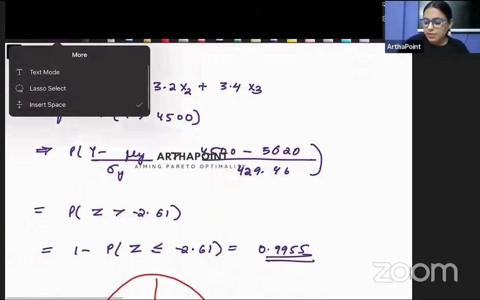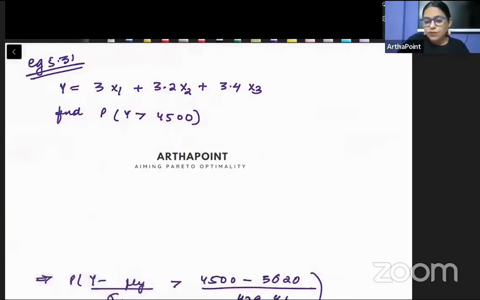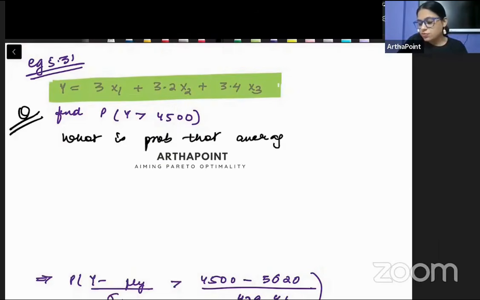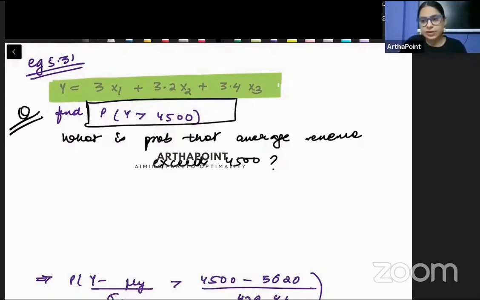So this is our old example. If you remember, we wrote y as 3x1 plus 3.2x2 plus 3.4x3. Suppose in the exam they ask you a question: what is the probability that the average revenue earned by the firm exceeds 4500? That is, what is the probability that the revenue of the firm exceeds 4500, meaning the value of y exceeds 4500.